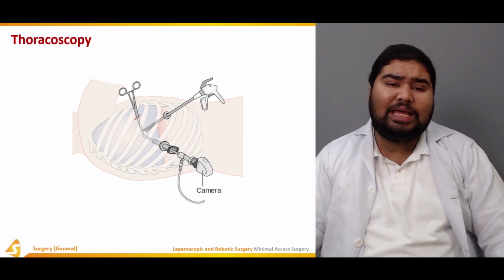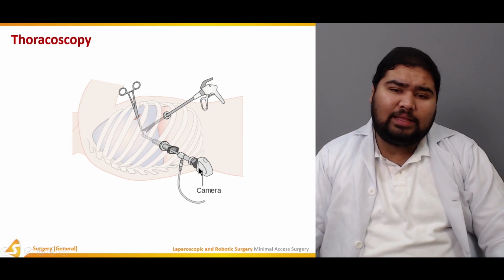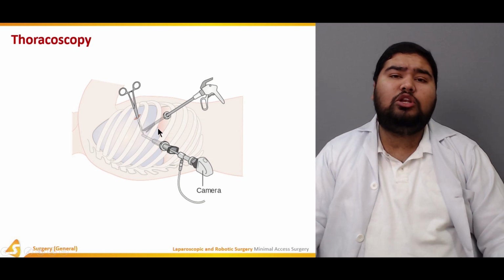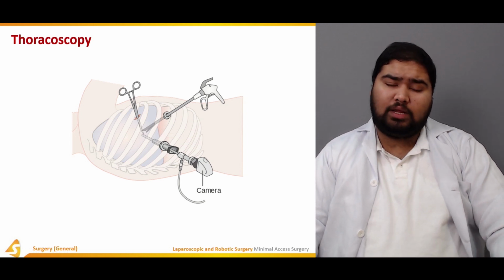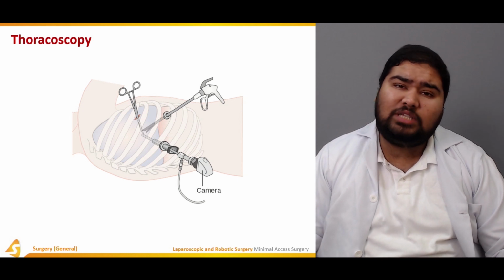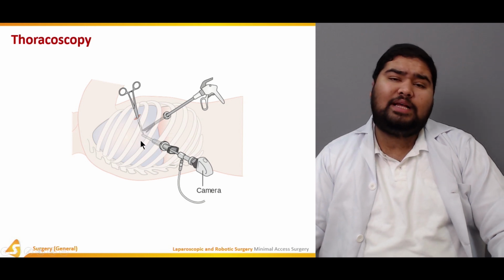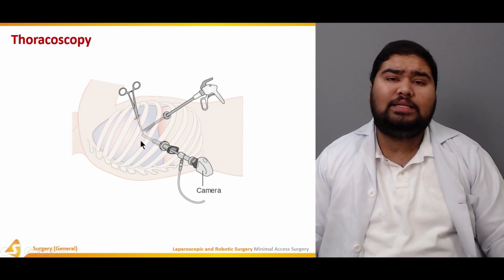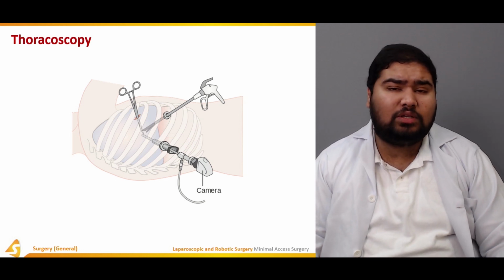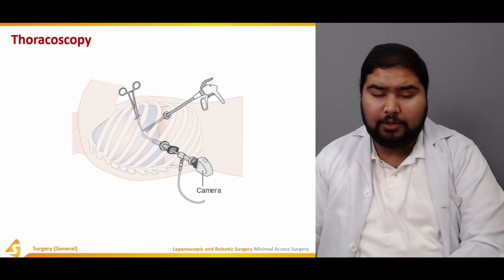Thoracoscopy is done in the thoracic region. This is the thoracoscope and this is the camera. Now in thoracoscopy you need not insufflate the bodily cavity. The reason for that is when you open the thoracic cavity, it stays taut due to the thoracic pressure. So the need for insufflation is not there.